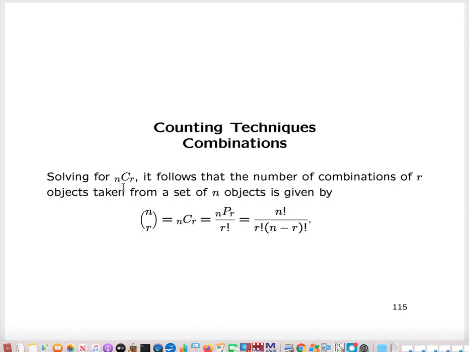So solving for N choose R, it follows that the number of combinations of R objects taken from the set of N objects is given by this expression here. Okay? And so that's the formula that we had before that we showed, and this is how you derive that.